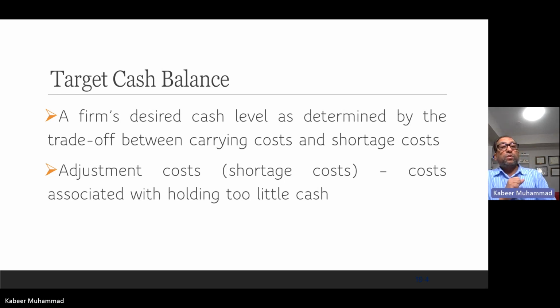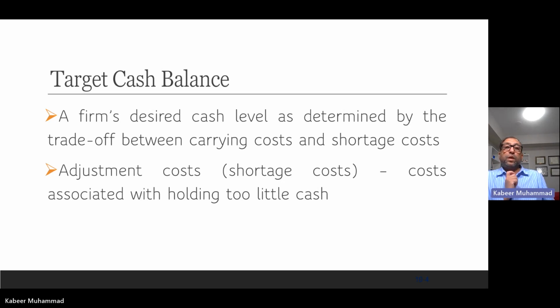Now, target cash balance: mostly the businesses define their target cash balance, that is how much cash they need to have in their accounts. And individually also we do this, how much, $100, $200, $300, at least we keep in our bank account. So a firm's desired cash level is determined by the trade-off between carrying cost and shortage cost. Last time we discussed that there are two costs attached to cash management.